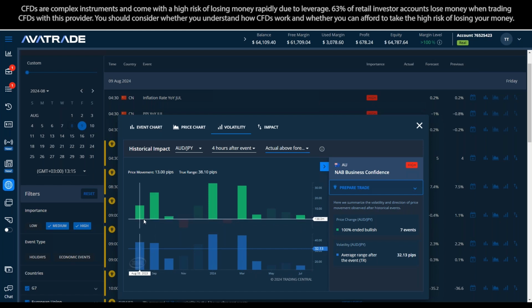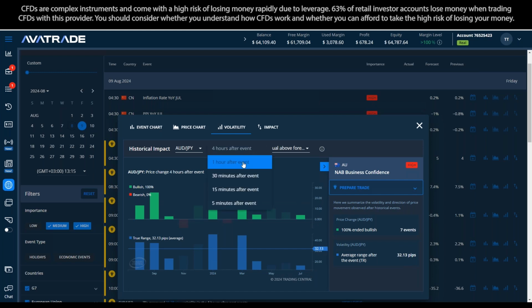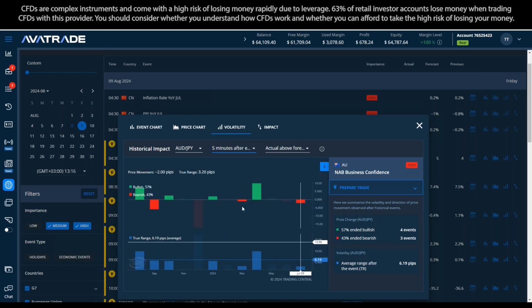look what has happened. Above expected numbers on business confidence out of Australia. The Australian dollar has climbed against the yen 7 out of 7 times, with an average range movement of over 32 pips. Okay, in the first 5 minutes, 3 of them actually went down, and the average range movement was only 6 pips. So you would have the benefit of seeing if this came in better than expected.